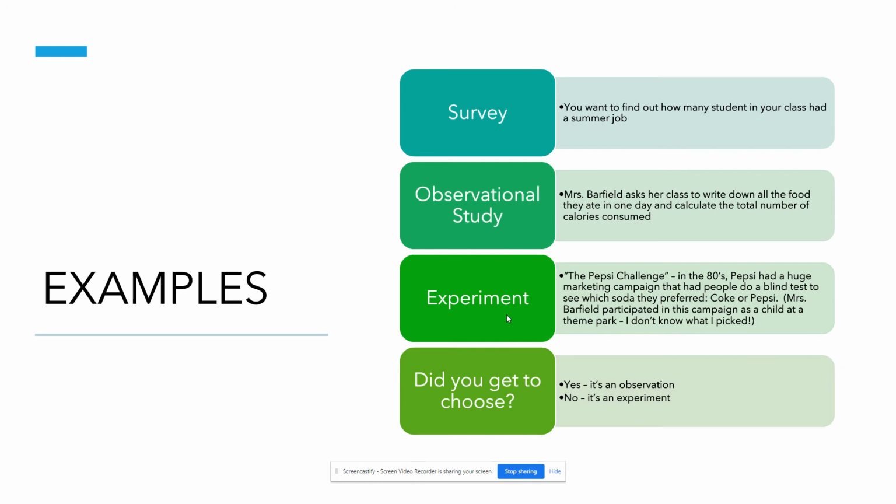Now, something to think about to yourself if you're trying to figure out the difference between an observational study and an experiment: it's about whether or not you got to choose. If you get to choose, that's going to be an observation, because you don't have to participate in my study. Same thing with a survey. You don't have to participate. If you don't get to choose, it's an experiment, like the Pepsi Challenge. I didn't get to choose Coke or Pepsi and then tell them which one I preferred. They just gave me both sodas and said, here you go, try it.